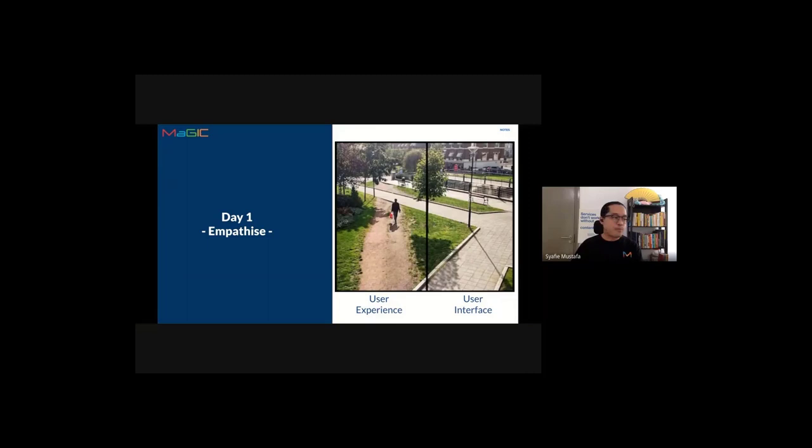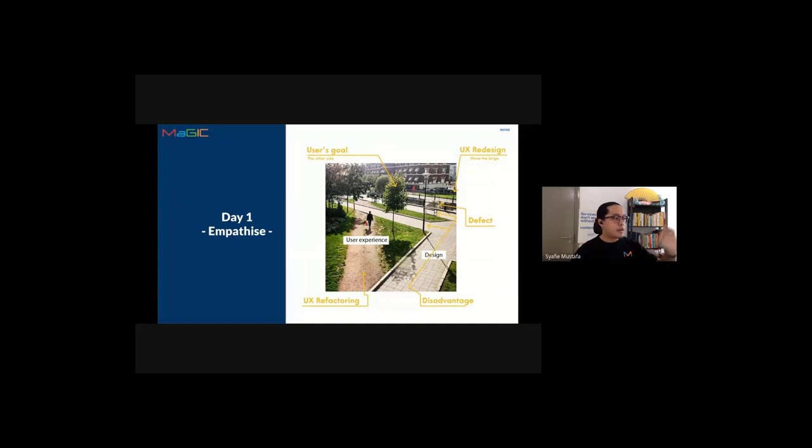If you go deeper on empathy, you can break it down by looking at the user goals. You can refactor the user experience. You can look at the design in terms of the advantages and disadvantages. And that is just from the user, from day one. But that is after. This is the next module, the picture that I'm showing you now. Day one is for you to ask the pointed questions, right?